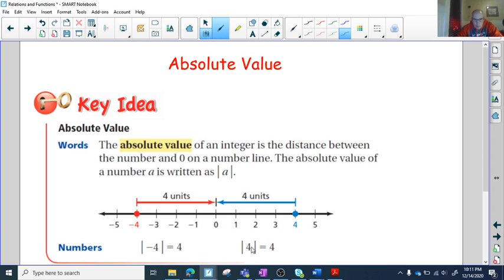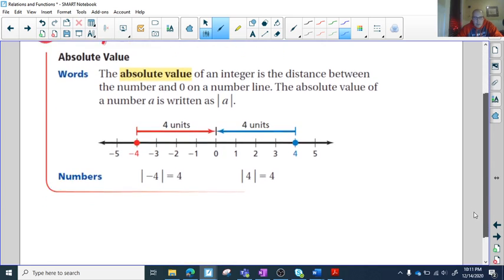This says, what's the absolute value of +4? How far is it from the number 4 on a number line back to 0? It would also be 4 units. So notice the absolute value of -4 and the absolute value of 4 are the exact same thing.